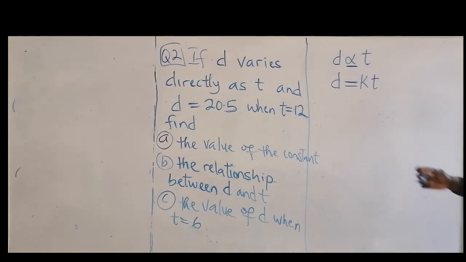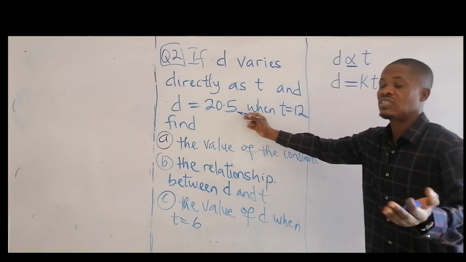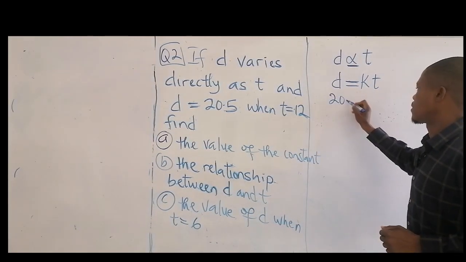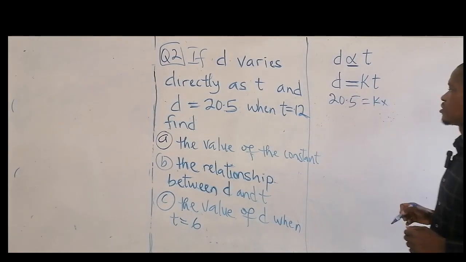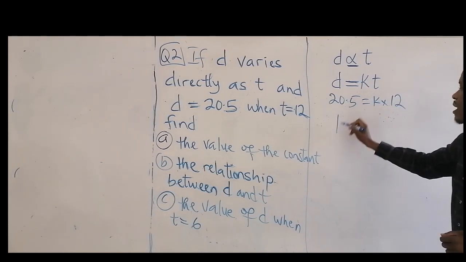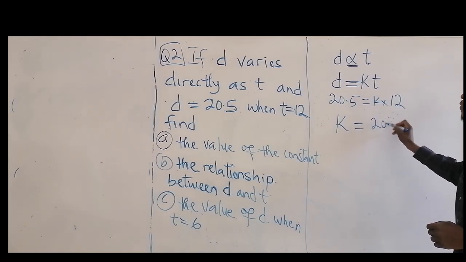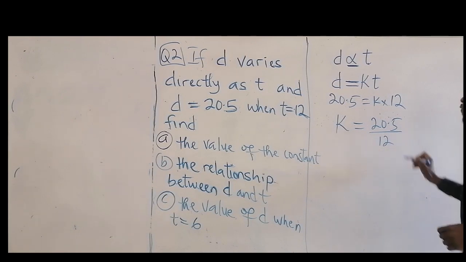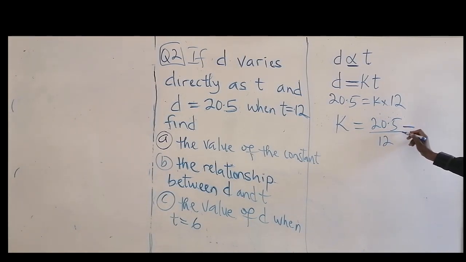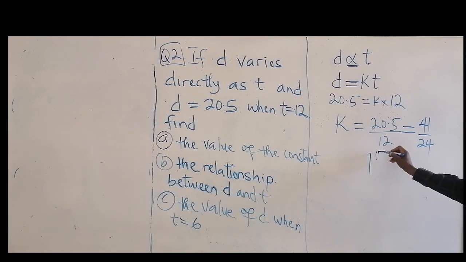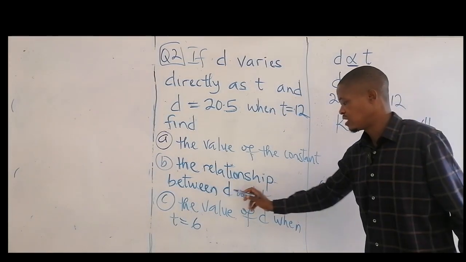Then after that, you can begin to substitute the given values. Your d is 20.5, equal to k times your t, which is 12. So make k the subject, and that's 20.5 over 12. This is equivalent to multiplying top and bottom by 2, that's 41 over 24. That will give me one whole number, 17 over 24. That's my k.